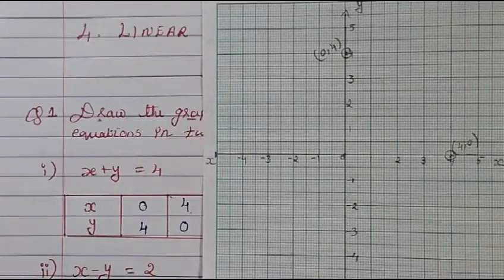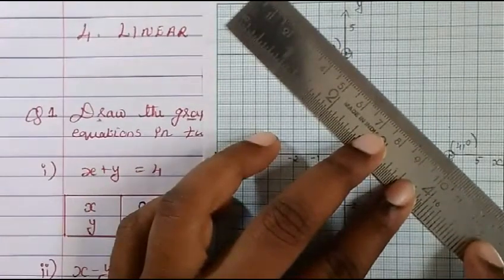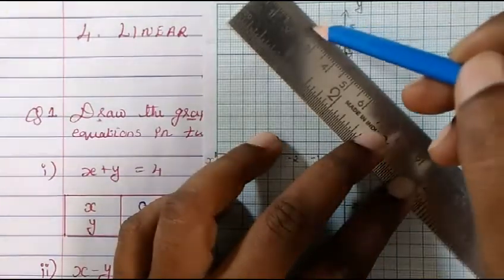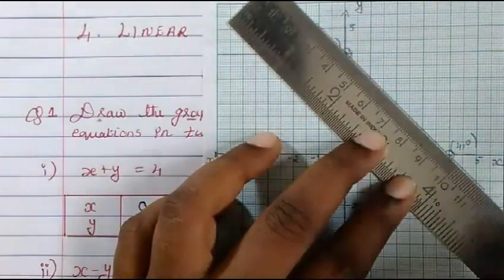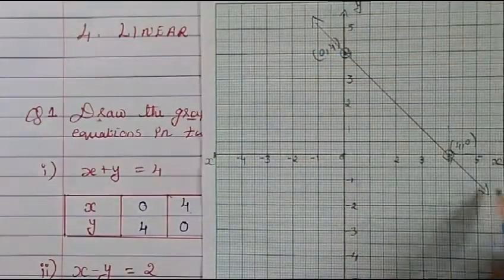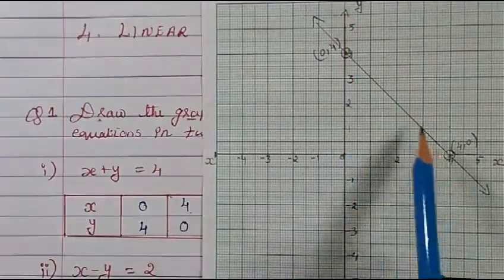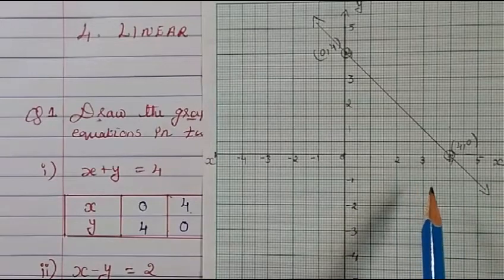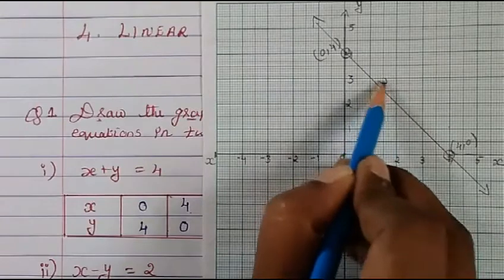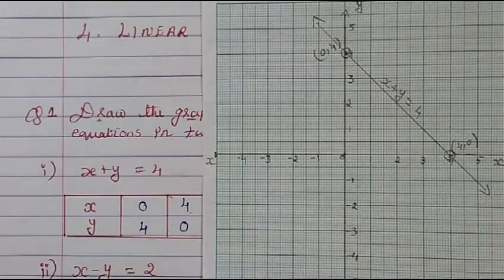Okay. So now you will join both these points and see that the line crosses the x axis also and the y axis also. Like this you will draw the line. Okay, so now you see this line has crossed the y axis and this line has crossed the x axis. So that way you have to draw the line. So now here you can write the equation, that is x plus y equal to 4. So that's how you have to plot the graph.